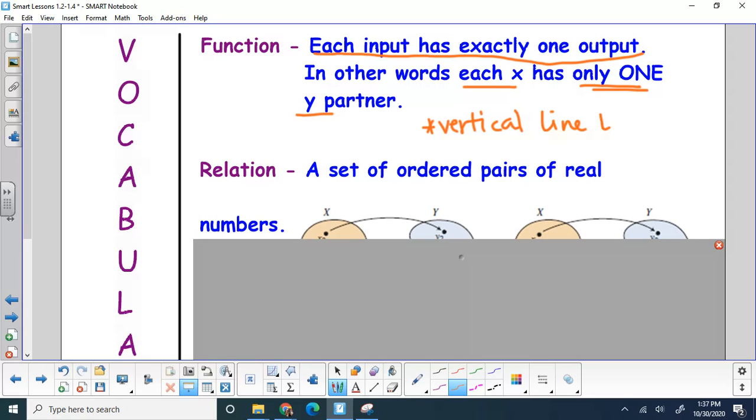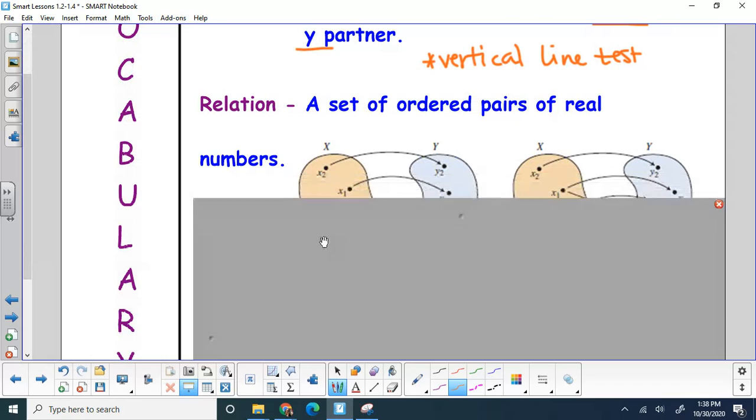The vertical line test is the one where we drag a vertical line across a graph and we want to make sure that it only touches in one point at a time. The second word here is relation, and a relation is just a relationship between two variables. It doesn't have any rules or extra qualifications for it. Basically, there are infinitely many relations, but some of the relations get the extra special title of being a function because each x only pairs with one y value.